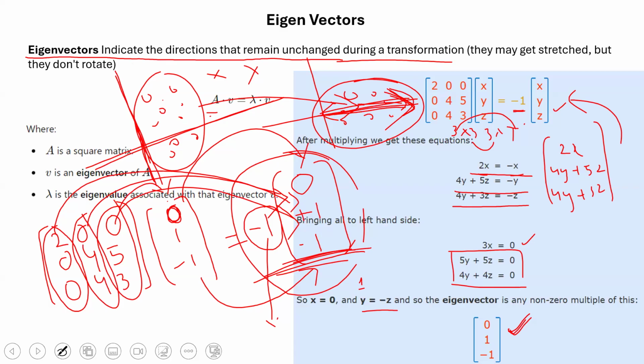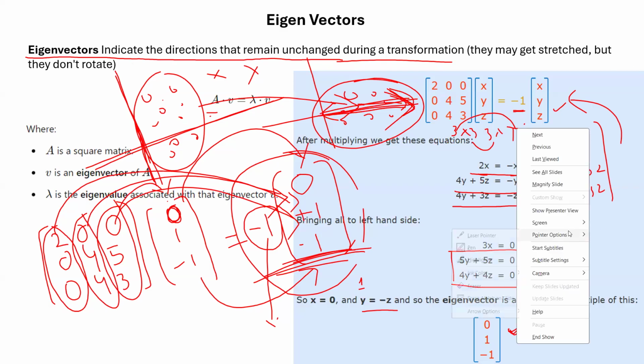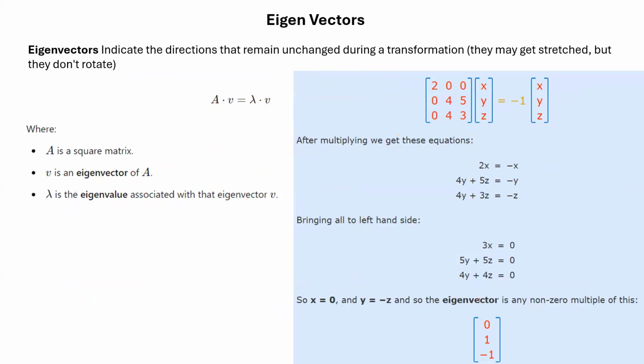Understood? Eigenvalues and eigenvectors. Okay. Everyone?